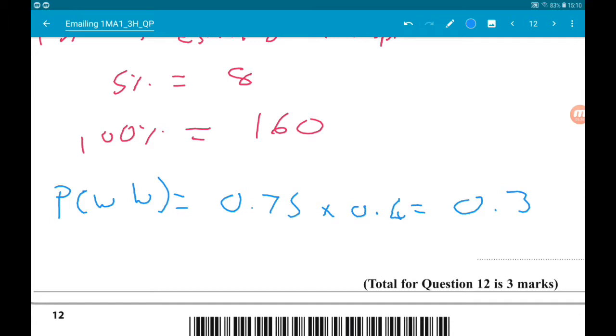So, to get the estimated number of times that we get white, we do 0.3 times our estimated total spins, 160, which gives us 48. Cool.